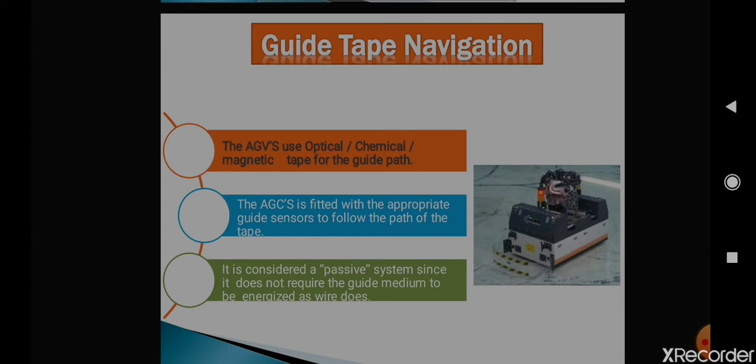So such optical sensors or chemical or magnetic strips are used to guide the navigation, and usually these navigations are used in much smarter AGVs, which detect the colors on their own by use of sensors. Okay. And the sensors used here will be very costly compared to the previous navigation system.